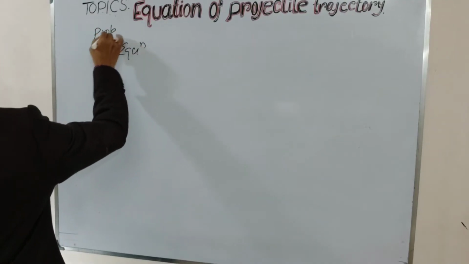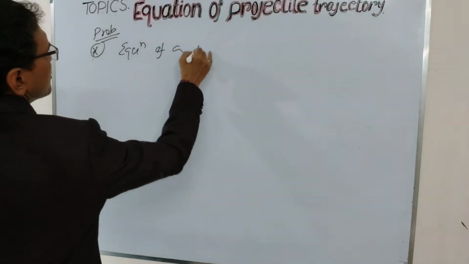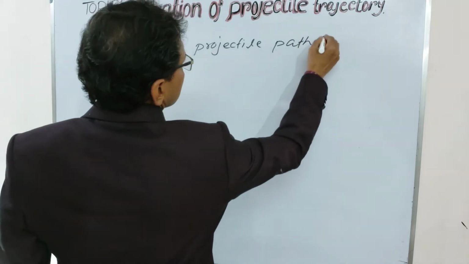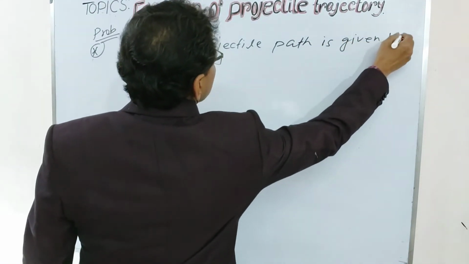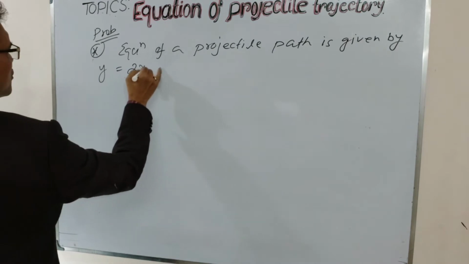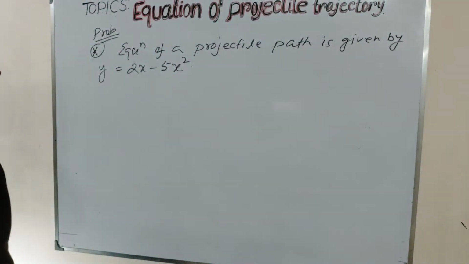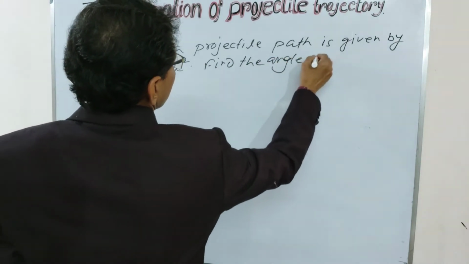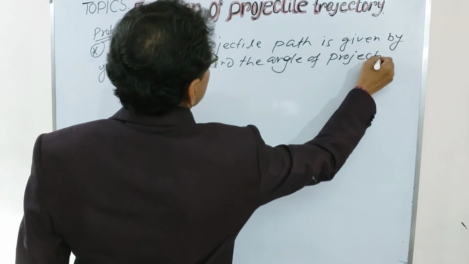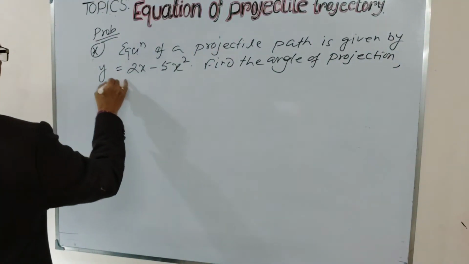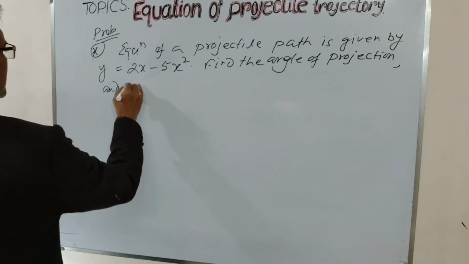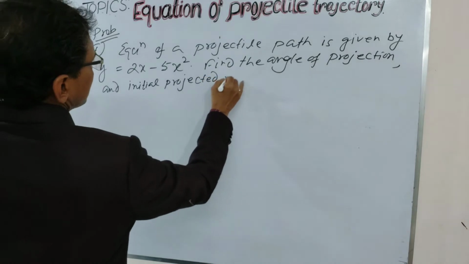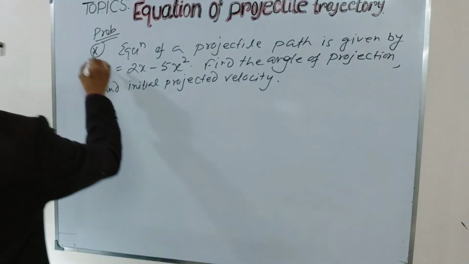Problem, one problem. The equation of a projectile path is given by y equal to this. Find the angle of projection and the initial projected velocity. This is the question.